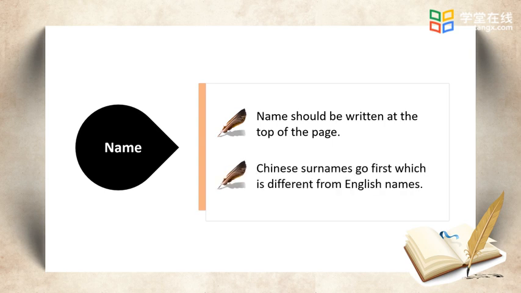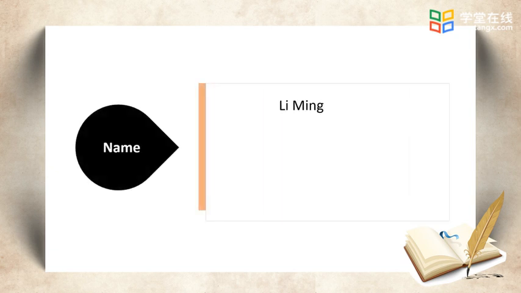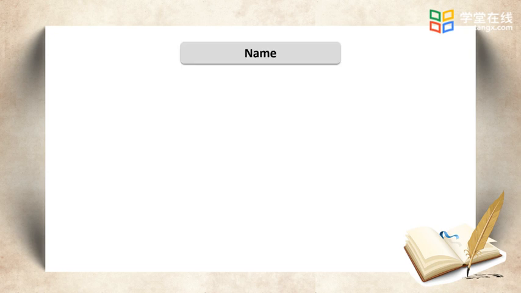Chinese surname goes first, which is different from English names. In practice, Li Ming could be either written as Li Ming or Ming Li. In order not to cause confusion, you may capitalize your surname. For example, Ming LI or LI Ming. If your name contains 3 Chinese characters, the last 2 are put together, such as Li Xiaoming.